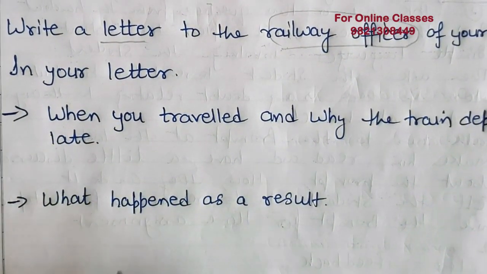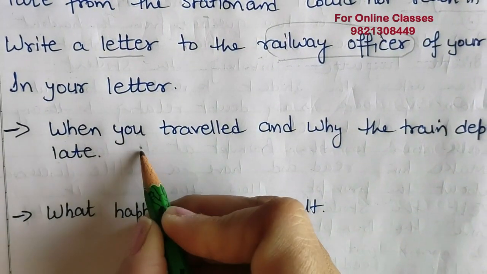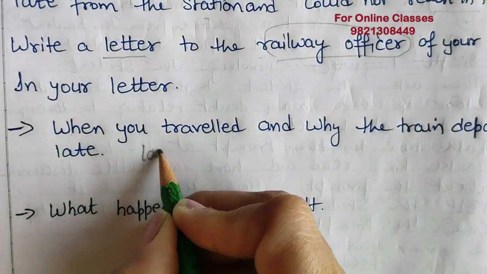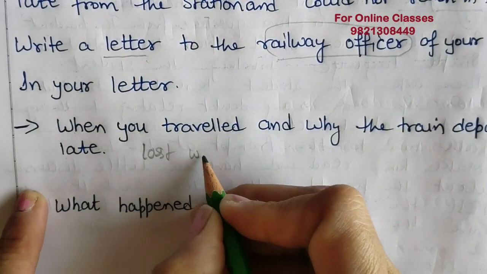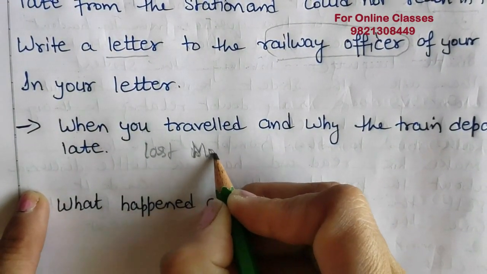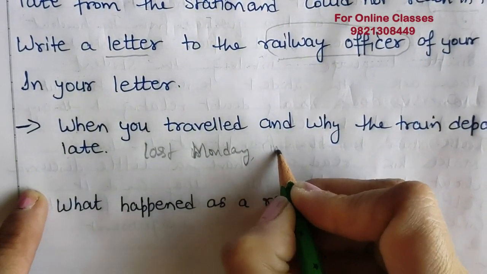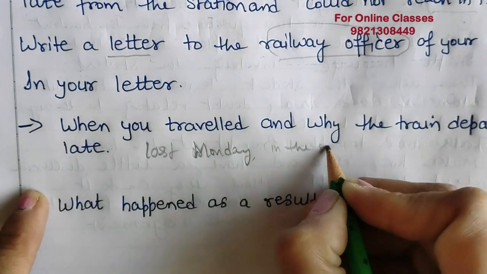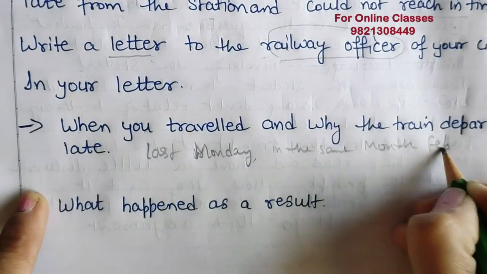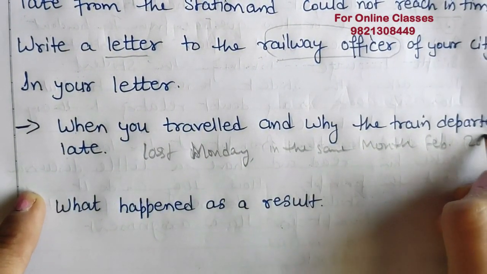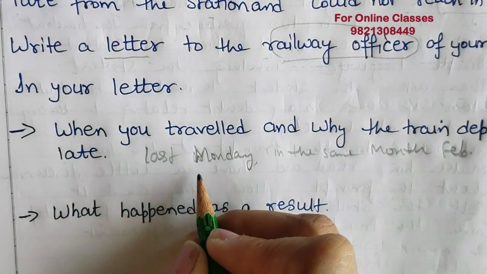It is given over here, like when you traveled. Of course I can write here last week, last Monday. Yes, last Monday I can write here. And in the same month, February, 2021. So last Monday is when you traveled.